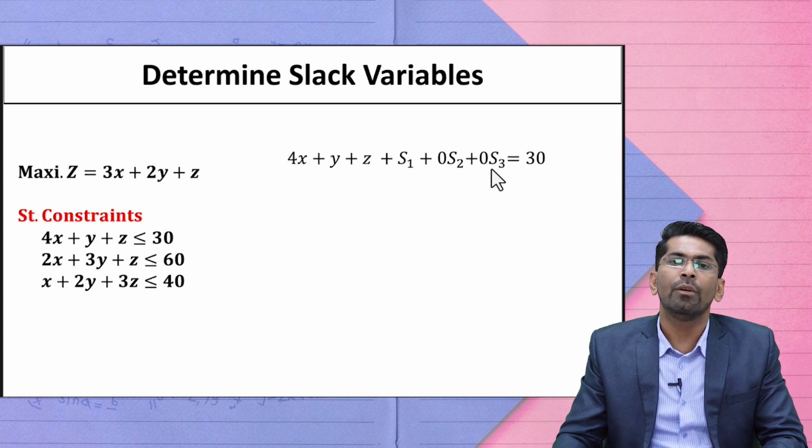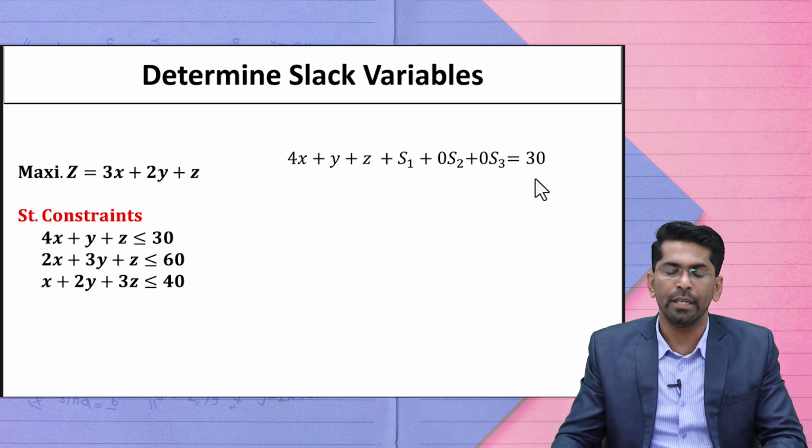We are putting the coefficient 0 for the S2 and S3 variables. Again we are converting the less than or equal to sign into the equality sign, which is equal to 30.